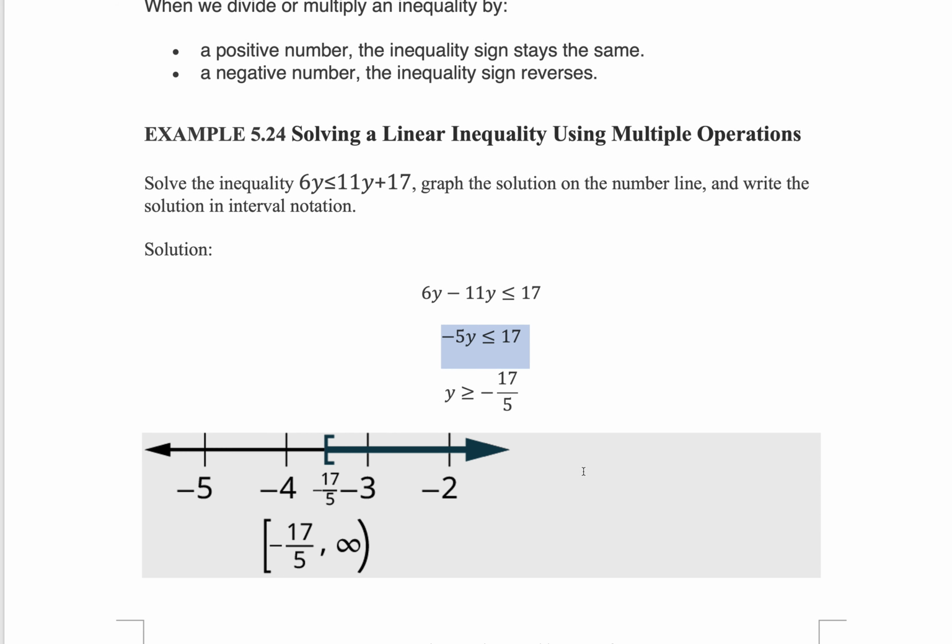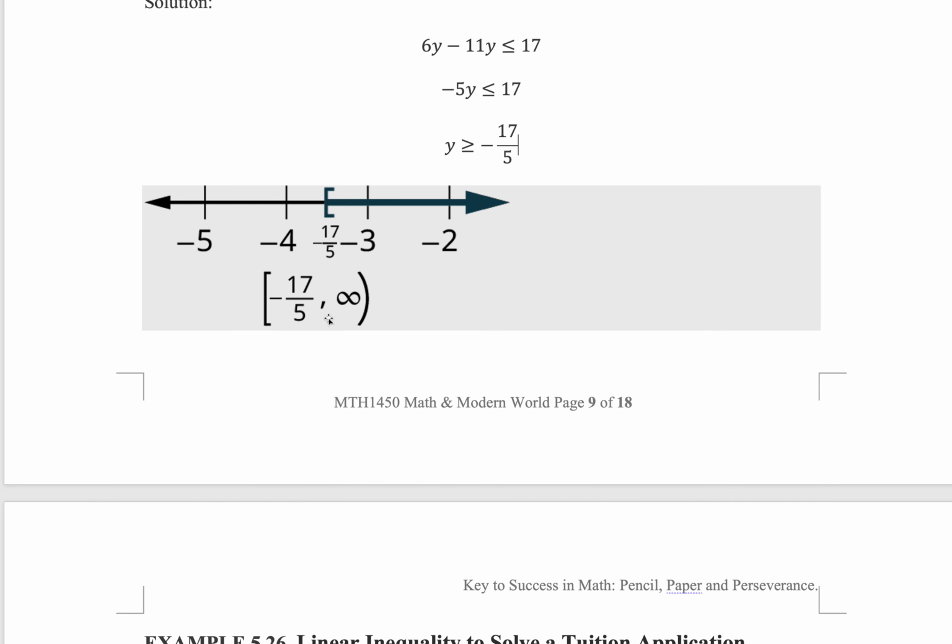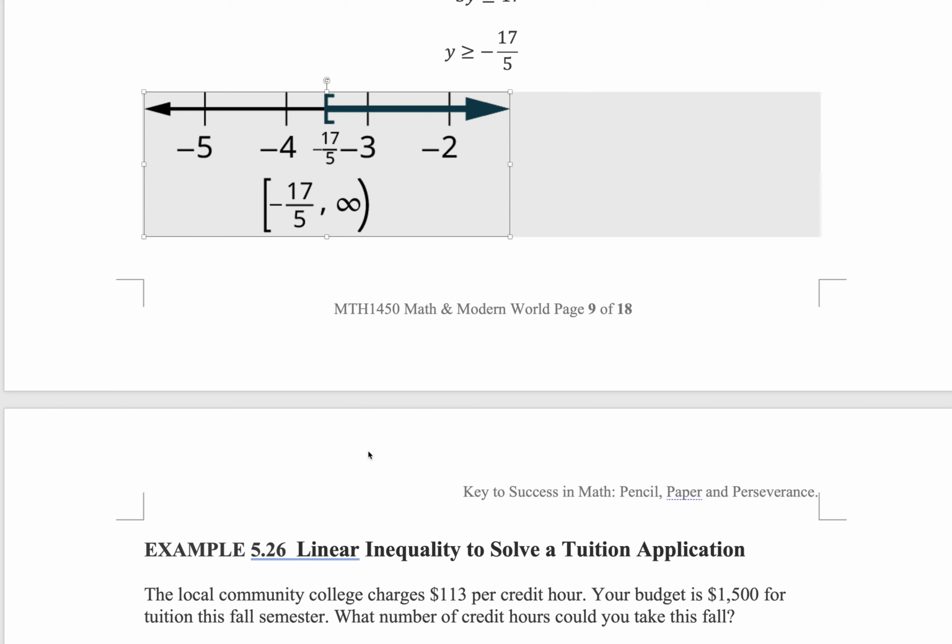And then for the graph part, it is pretty much the same thing as we did before. As the final answer, we have all the numbers greater than or equal to -17/5. This is how the graph line segment would look. It is a half line. And the left end is included because we do have the equal notation part. And this is the interval, okay.